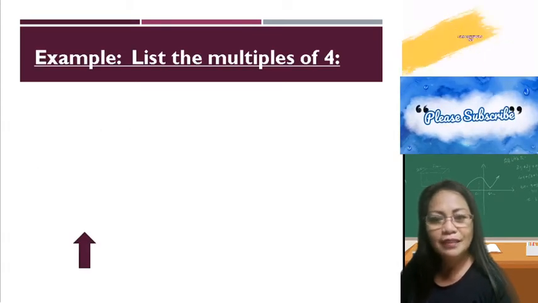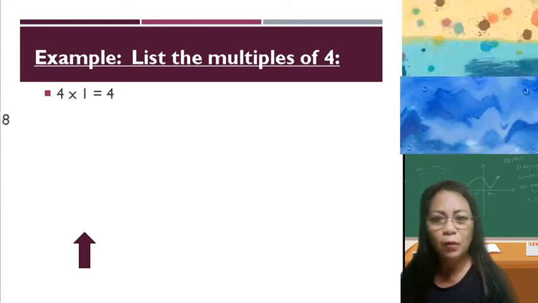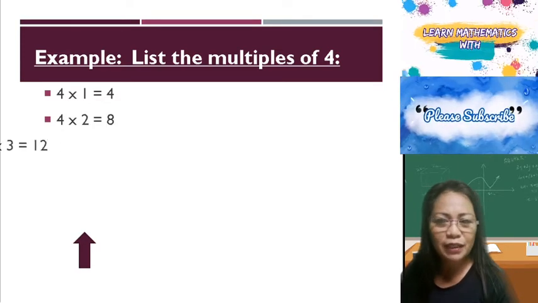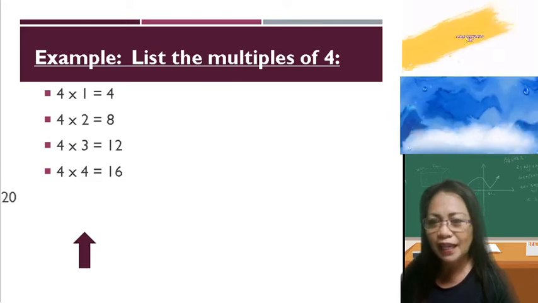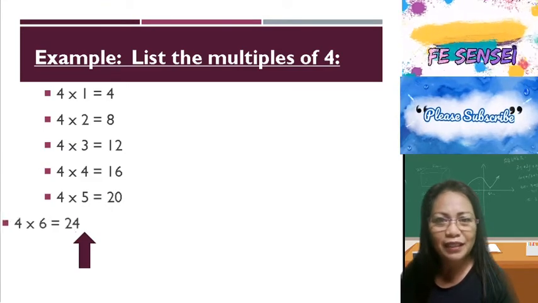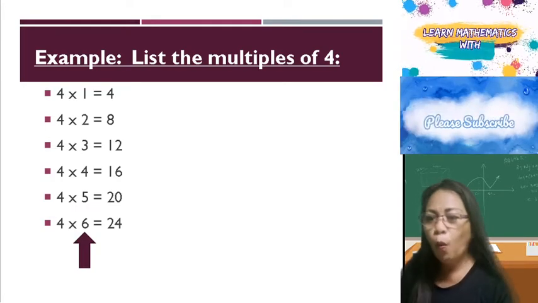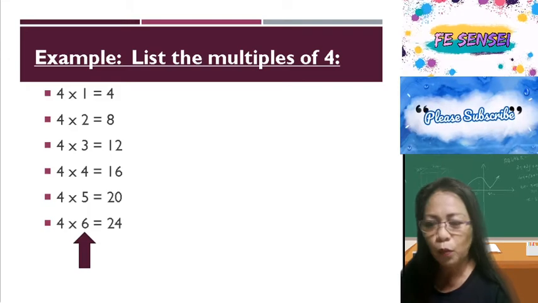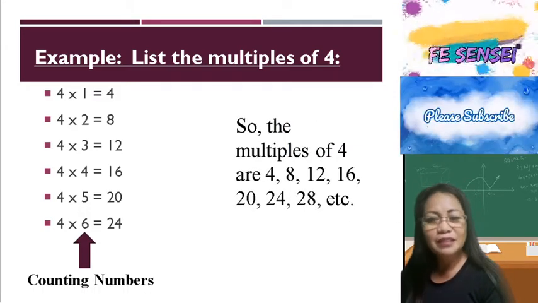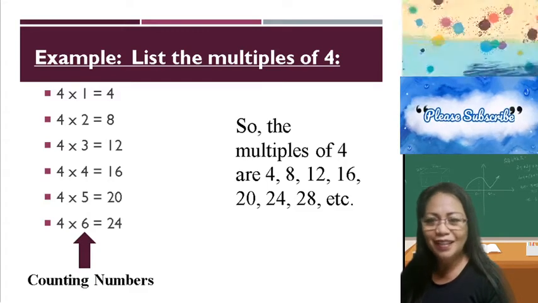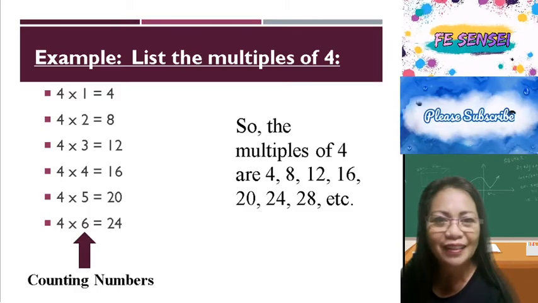Example, list the multiples of 4. 4 times 1 equals 4. 4 times 2 equals 8. 4 times 3 equals 12. 4 times 4 equals 16. 4 times 5 equals 20. 4 times 6 equals 24. So, 1, 2, 3, 4, 5, 6 are what we call the counting numbers. So, the multiples of 4 are 4, 8, 12, 16, 20, 24, 28, and more.